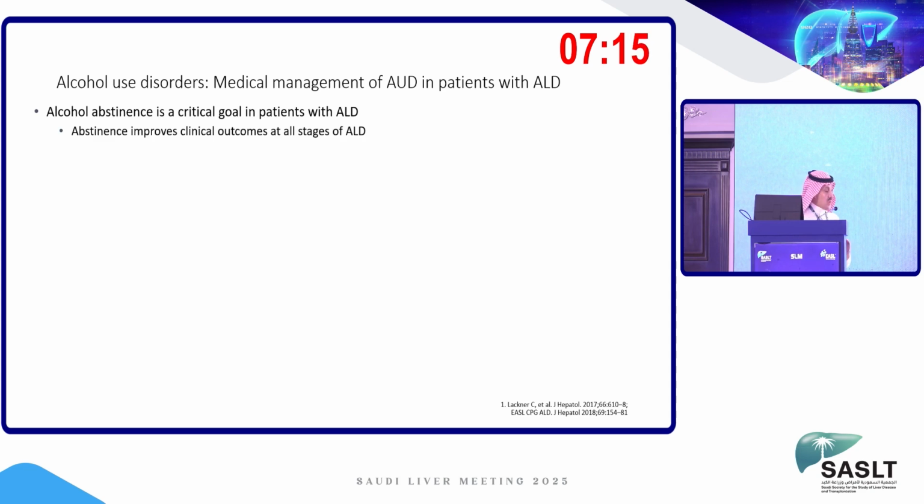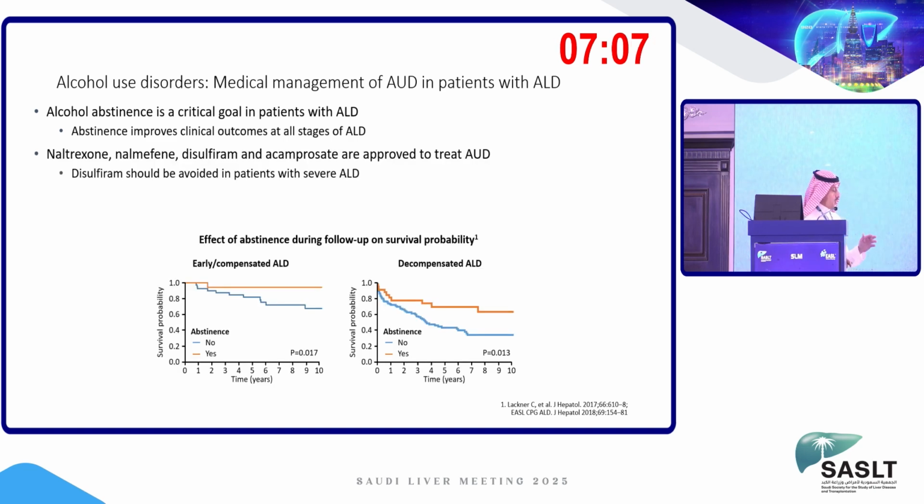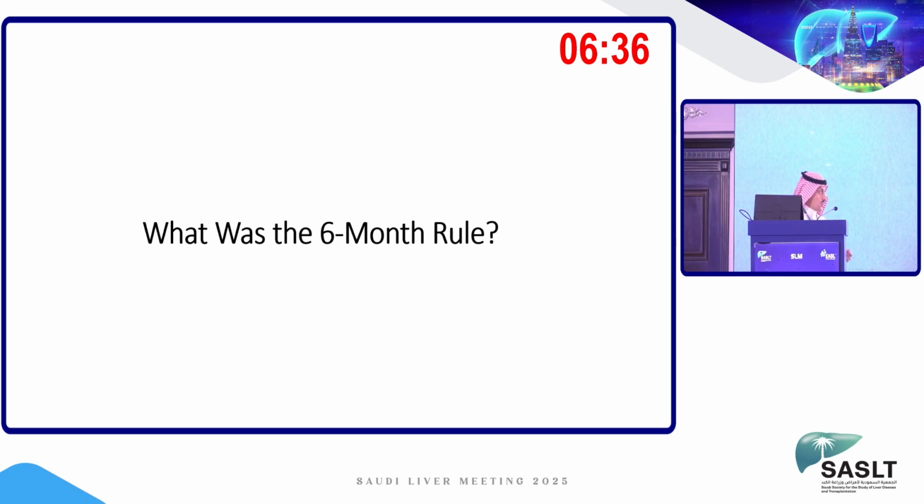So alcohol abstinence is critical in the management of any patient with alcohol liver disease, whether they have early decompensation or no decompensation, because regardless of the stage of your patient, once they stop alcohol, their outcome is going to be better than someone who continues to drink. But what we see here is almost similar to what is reported in the literature: late referral of patients with alcohol liver disease. It's been shown in this paper, published several years ago, that in contrast to other causes of chronic liver disease, alcohol-related liver disease patients usually have very late referrals, and they have very advanced disease stages upon presentation to transplant centers.